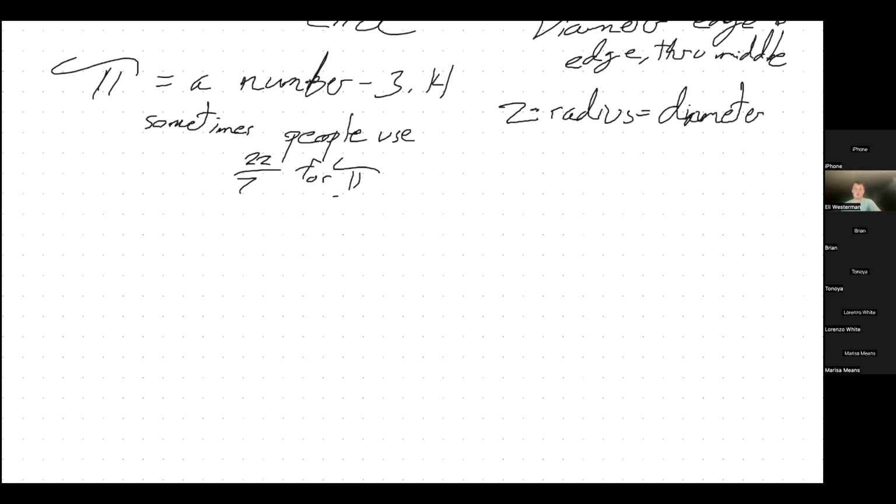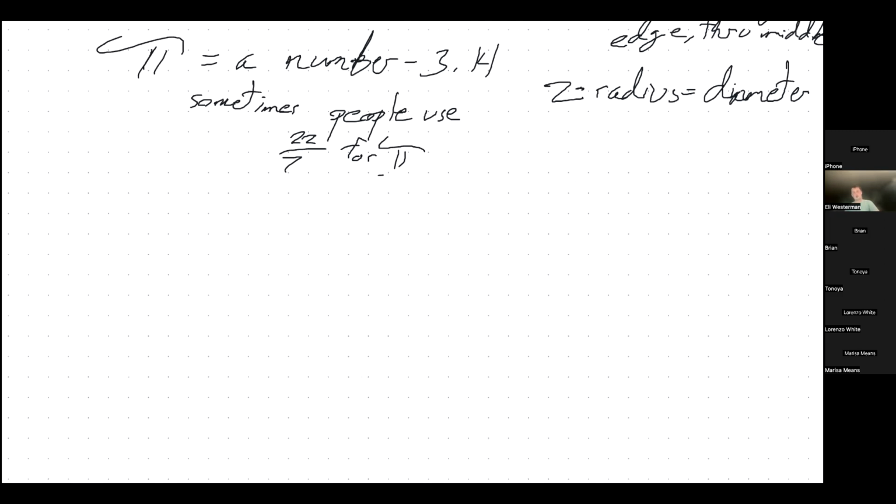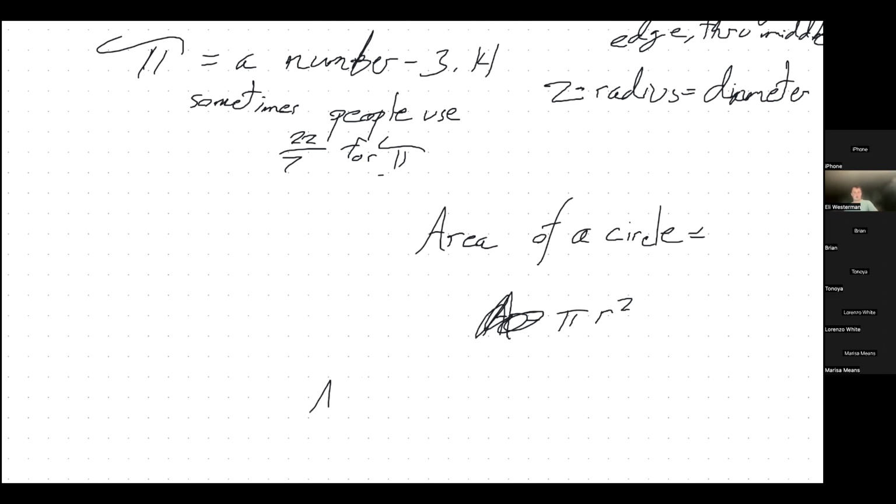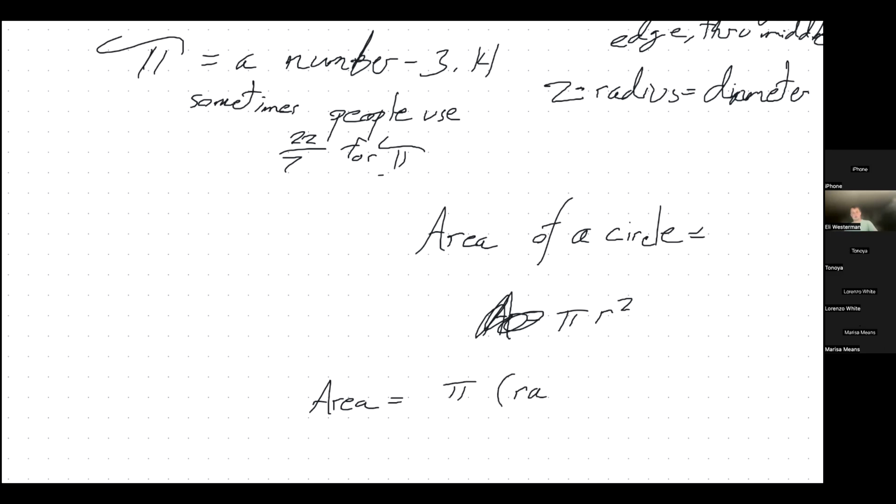So let's talk about the area of a circle. The area of a circle is equal to pi r squared. So area equals pi, and then the radius squared. So the area of the circle is going to be pi times the radius squared.